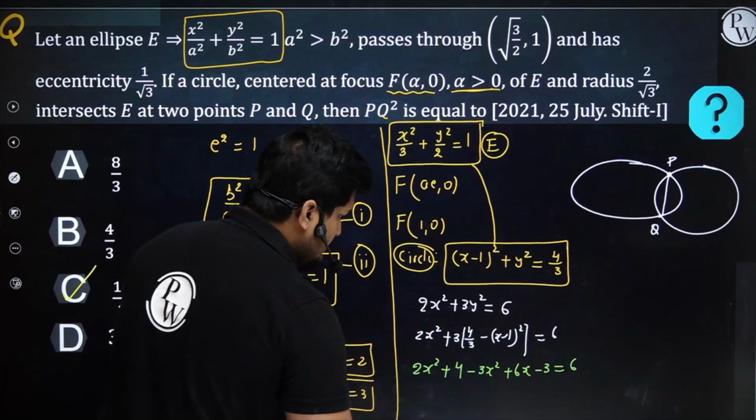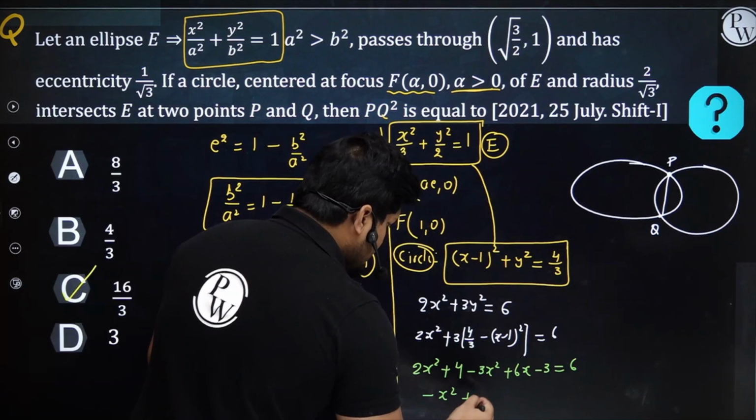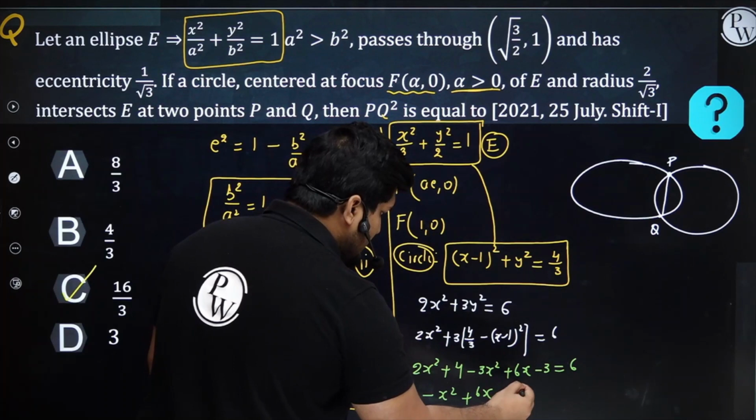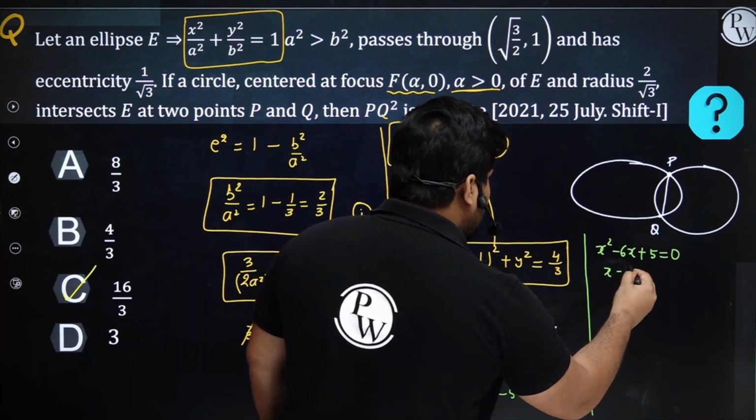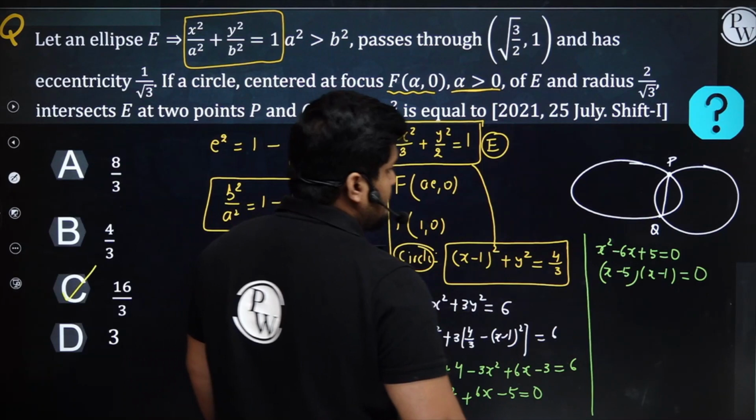So we have got a quadratic: minus x square plus 6x, and this is 4 minus 3, 1. 1 minus 6, minus 5, equal to 0. So take minus common. So this is x square minus 6x plus 5 equal to 0. So (x minus 5)(x minus 1) equal to 0. So we got x coordinates 1 and 5.